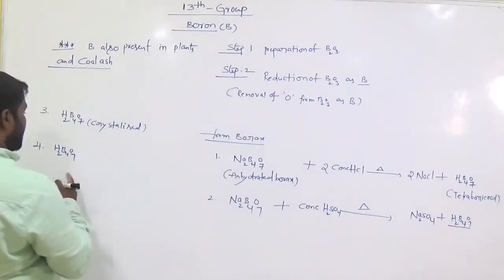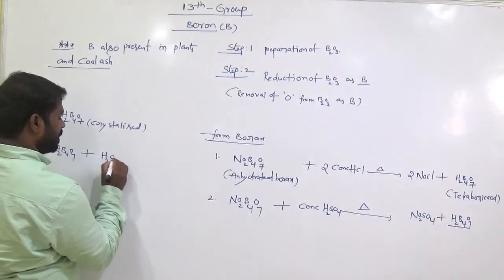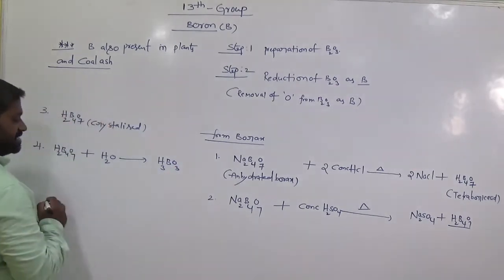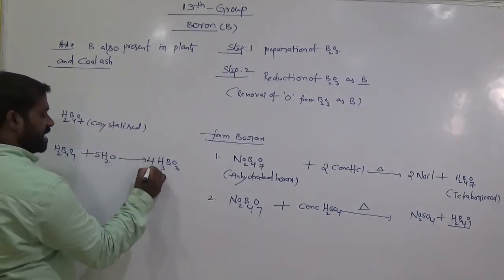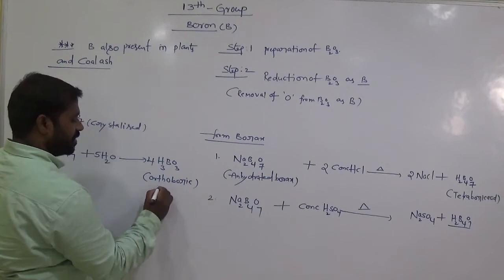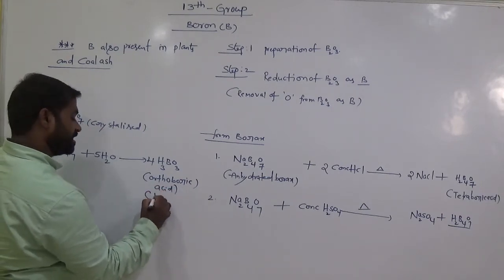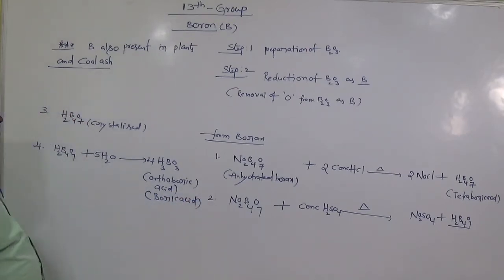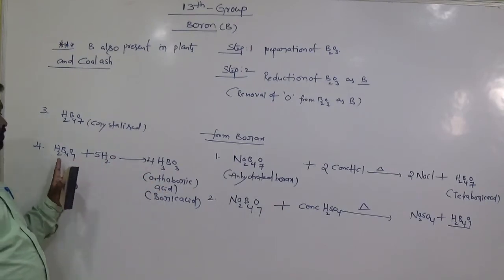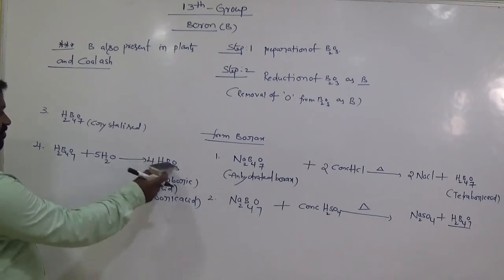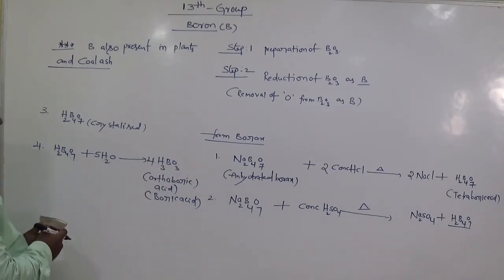So this tetraboric acid interacts with water and produces orthoboric acid. Okay, for balancing purposes we add this. We call it orthoboric acid, and also boric acid. Clear students up to here? Okay, 12 hydrogens, 10 plus 2, 4 borons here, 12 oxygens, 7 plus 5. Okay, so this is the method.